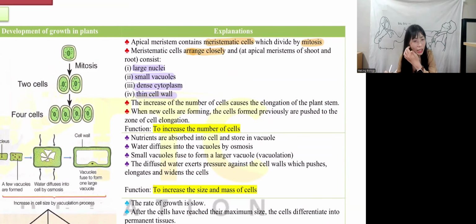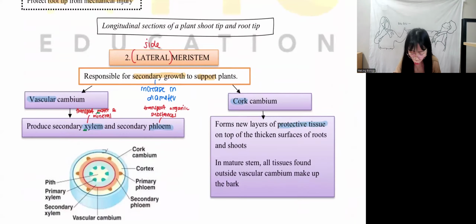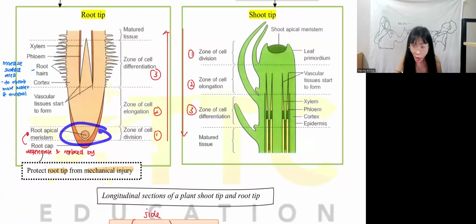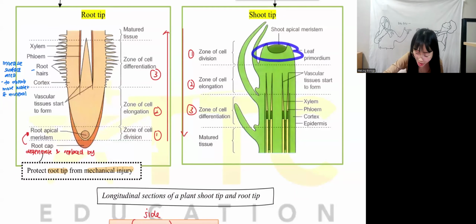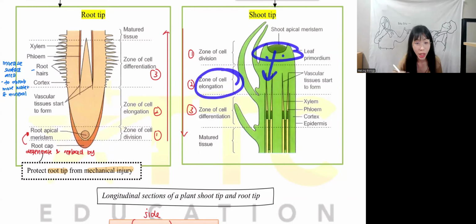This thin cell wall, later on, they will carry out a process for them to have a hardened cell wall. It is to increase the number of cells. So when they have many more cells, 1 to 2, 2 to 4, when they have a lot of cells, they will invade the other zone. For example, just now we have the zone over here, right? We have the zone of cell division. So when they have more of these cells, they will move all the way up. So they will invade the next zone. The same goes for this. When they have more cells, they will invade the zone of elongation.